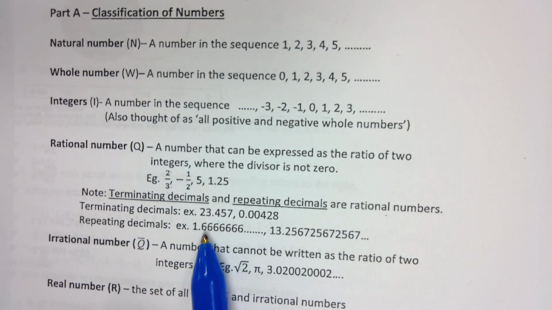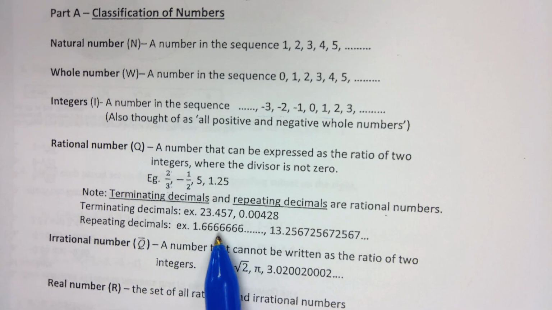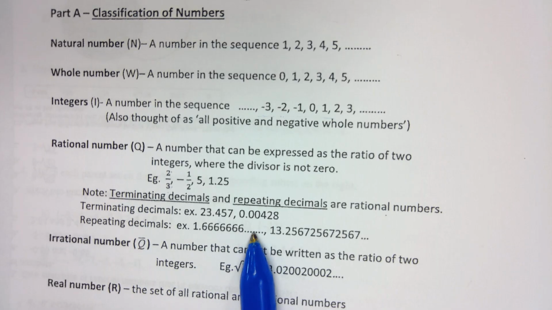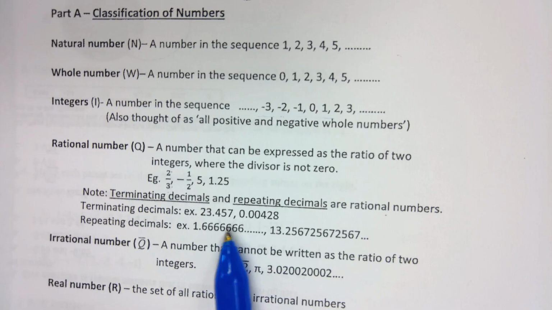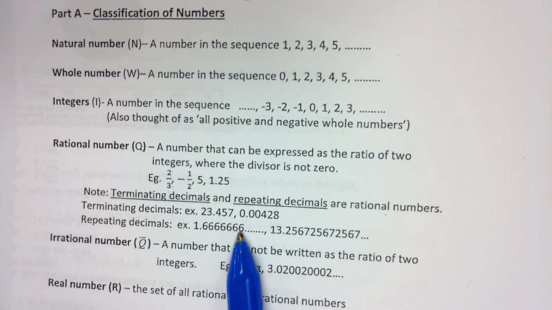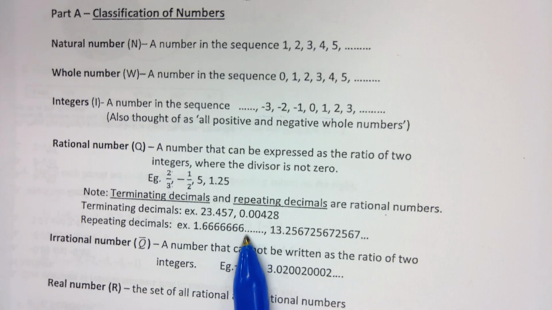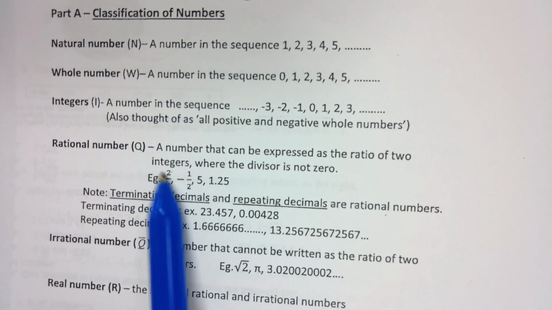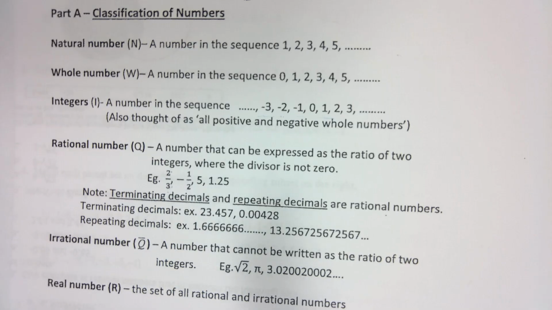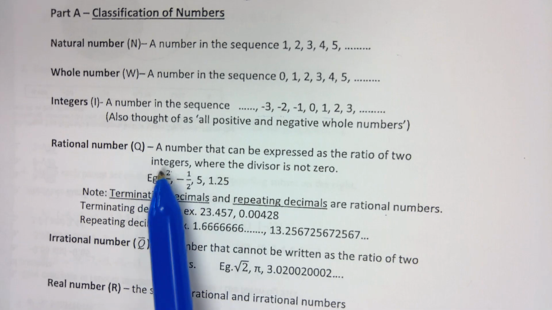So for example, 1.6666. It can also be written as a fraction. Anyone know what this fraction is? 1.6666. Eric? 1 and 2/3. 1 and 2/3. Or as an improper fraction, 5 over 3. It can be written as a fraction of two integers, and that's why it's a rational.